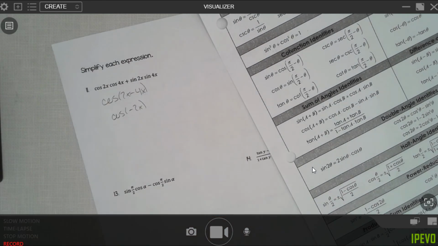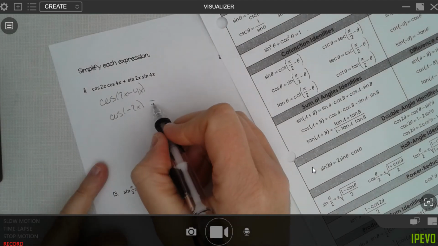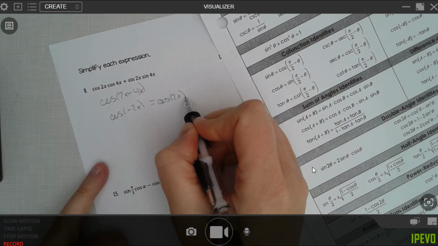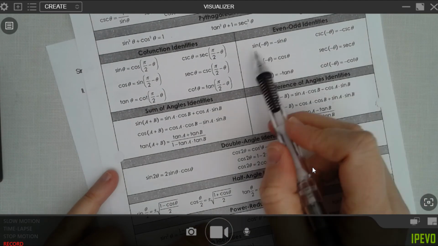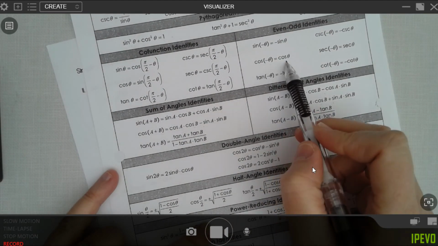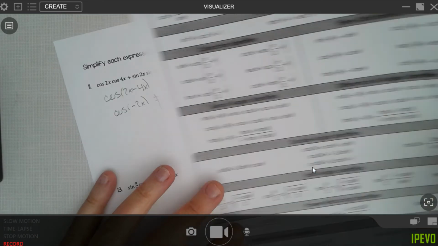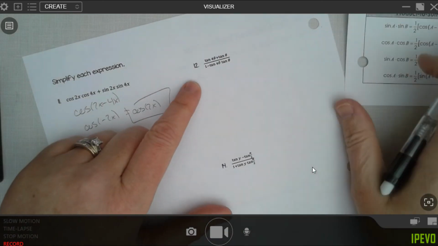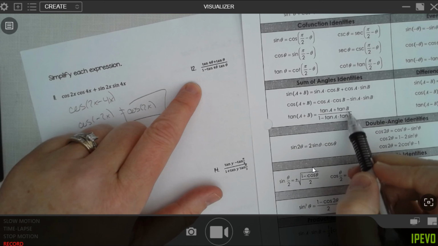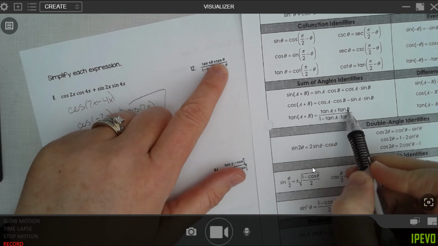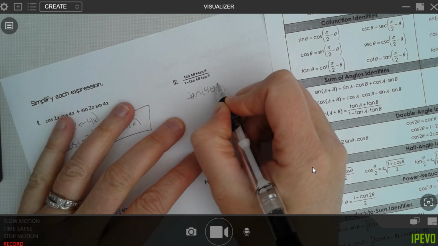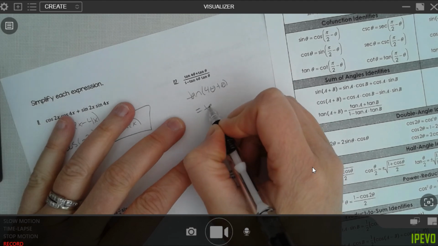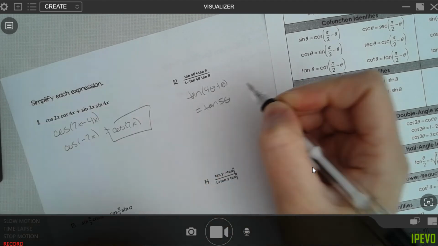Now you could have that, but cosine is an even function, you guys. So cosine of negative 2x is the same thing as cosine of 2x. And if you forget which one's even and odd, you can look right here. Cosine says negative equals positive because it's an even function. All right, this right here looks like my tangent of the plus, which is right here. So A is going to be 4 theta and B is going to be theta. So I'm going to say tangent of 4 theta plus theta would give me tangent of 5 theta.